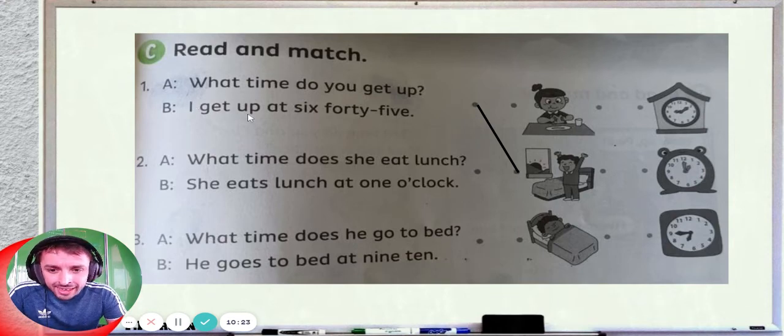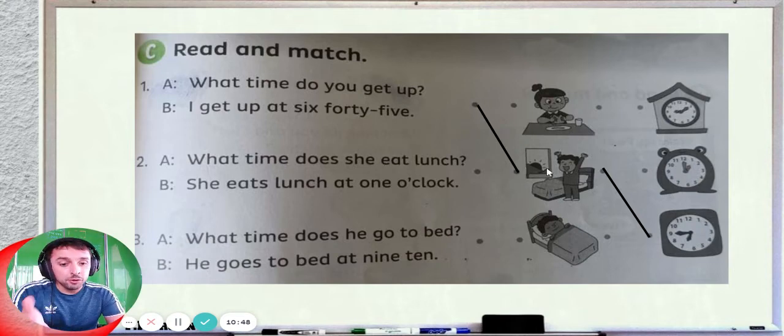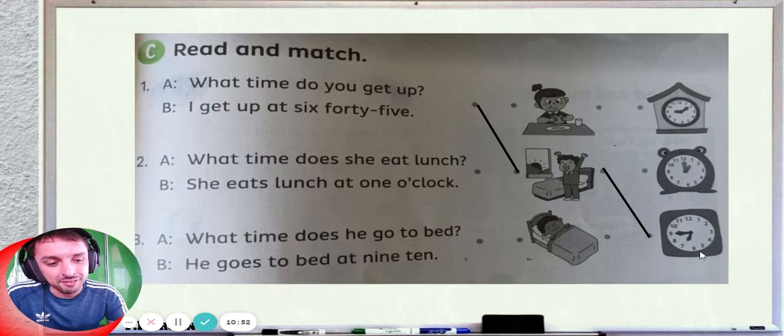Okay, what time do you get up? He says, I get up at 6:45. So where is 6:45? Is it this clock? This clock? Or is it this clock? Where is 6:45? That's right, it's here. It's this clock. So we draw a line. What time do you get up? I get up at 6:45. Okay. Let's do number two.